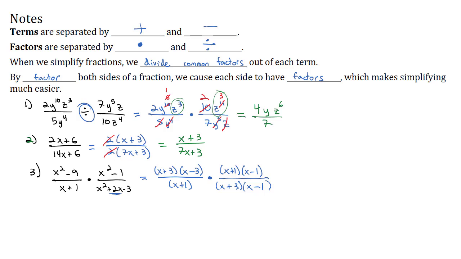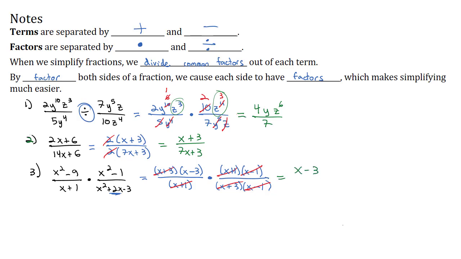And then I look to see what can reduce out, because now it's all factors. X plus 3 divides out. X plus 1 divides out. X minus 1 divides out. Everything divided out except for the x minus 3, which is on top.